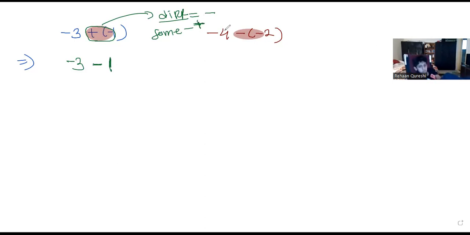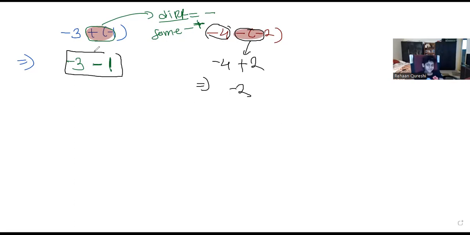So look here, this minus 4 as it is, then instead of this minus and minus we are putting plus and then 2, and then simplify it. Minus 4 plus 2, how much? Minus 4 plus 2 will be minus 2. Minus 3 minus 1, how much? Minus 3 minus 1 will be minus 4. Very good.